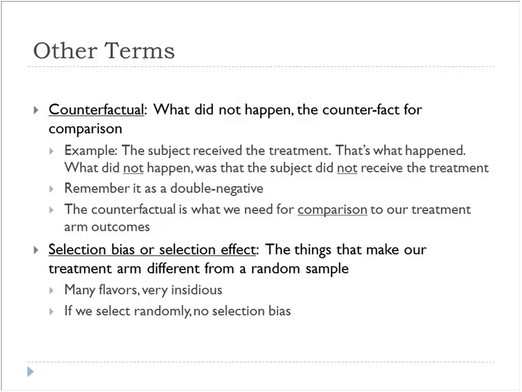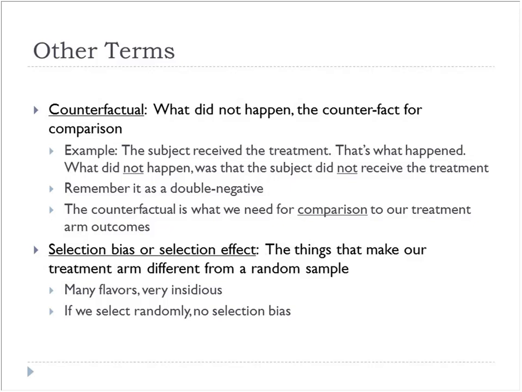So an example is that the subject received the treatment. That's what actually did happen. But what did not happen was the subject not receiving the treatment, so a double negative. And I think that's maybe a useful way to remember what a counterfactual is.